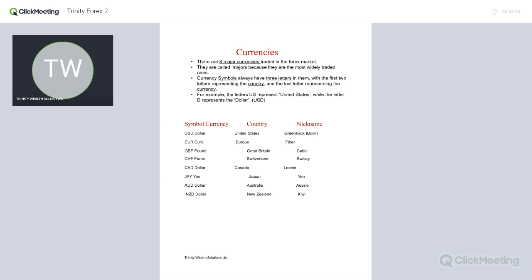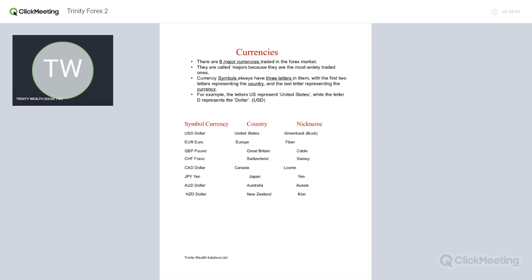A currency symbol always has 3 letters in it, with the first 2 letters representing the country and the last letter representing the currency. So that explains to us how these currencies are named, all right? Like US dollar, we talk of United States dollar, all right? We have a list there of the symbol of that particular currency, the country of origin or where it is used or where it has been adopted, and then the nickname.